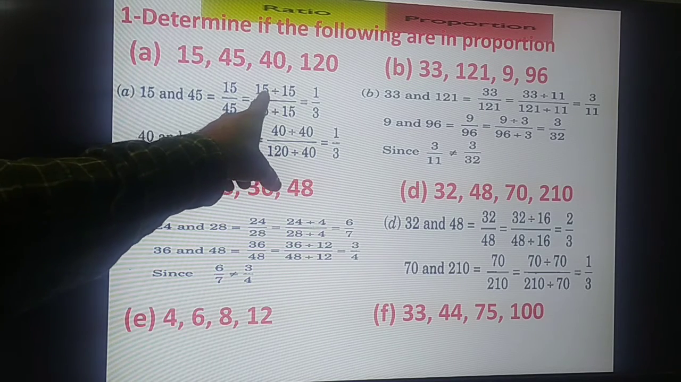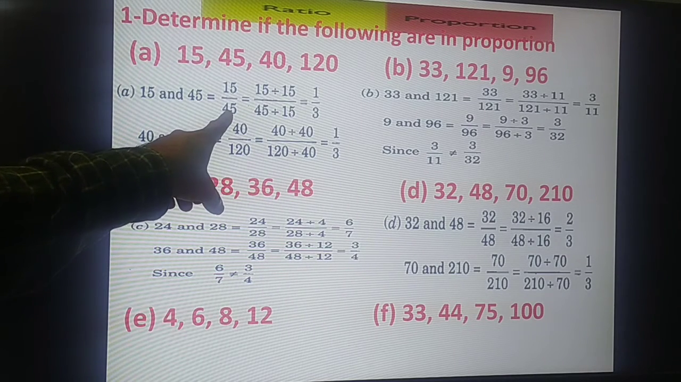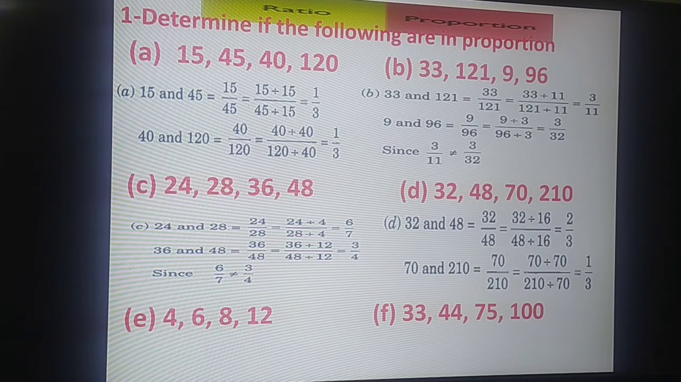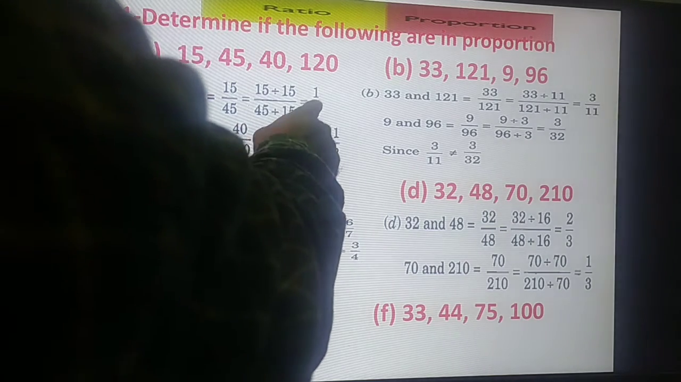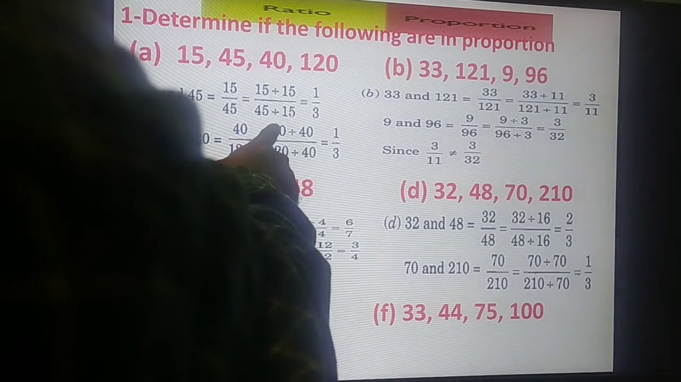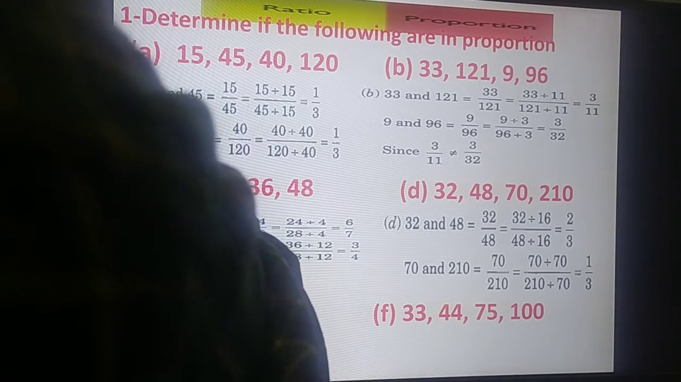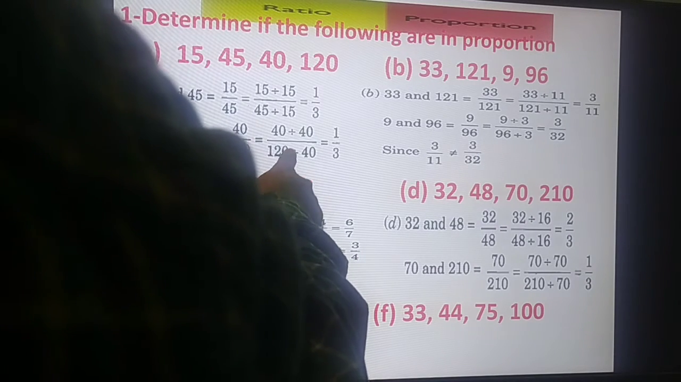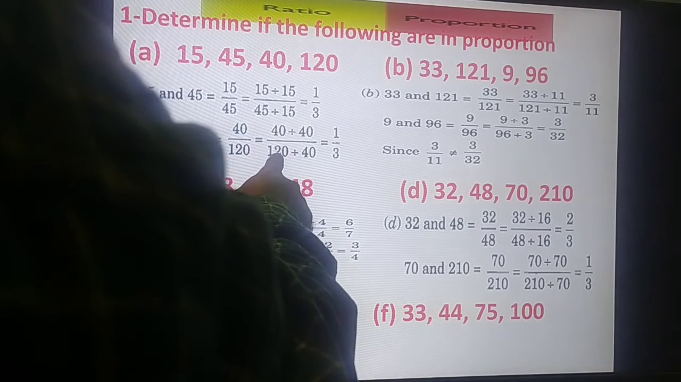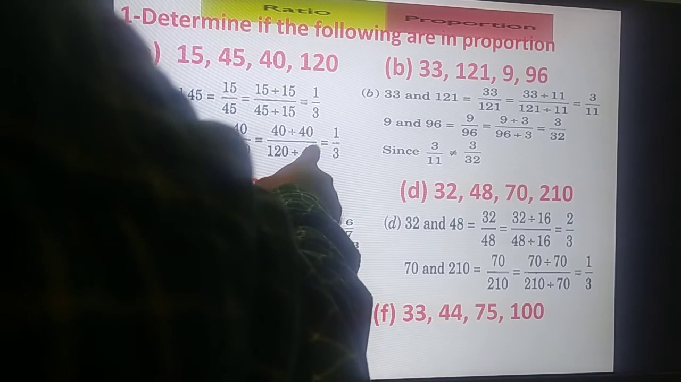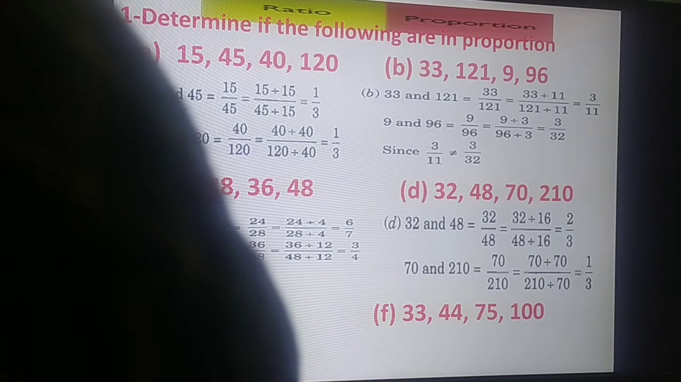So 15 is to 45. 15 and 45 have an HCF of 15. So we divide 15 by 15 and 45 by 15, that gives 1 by 3. 40 by 120, the HCF of these two terms is 40. So we take 40 common in 40 and 120. If we divide the antecedent and consequent by 40, then it gives 1 by 3.